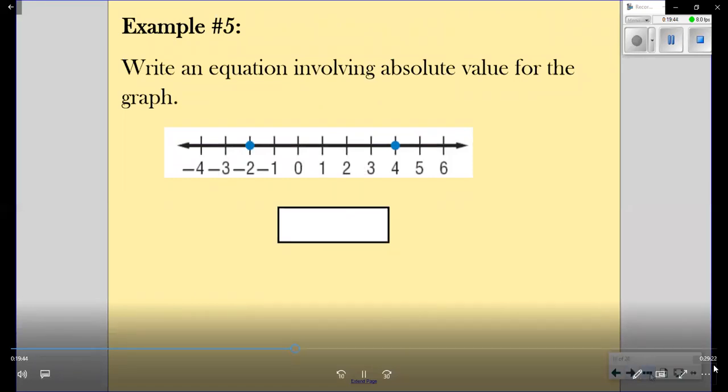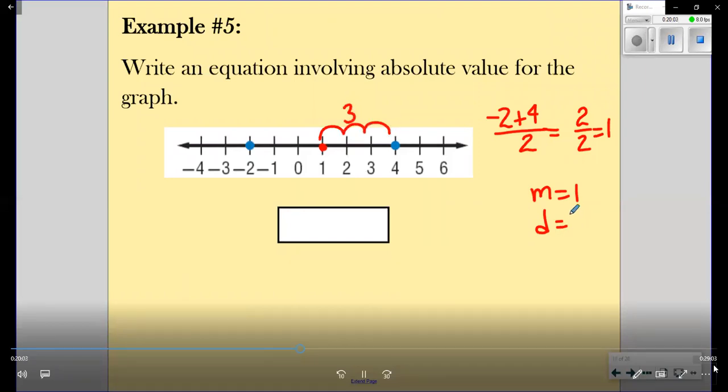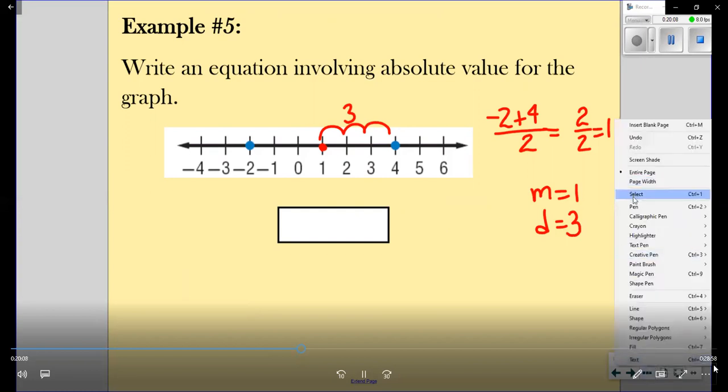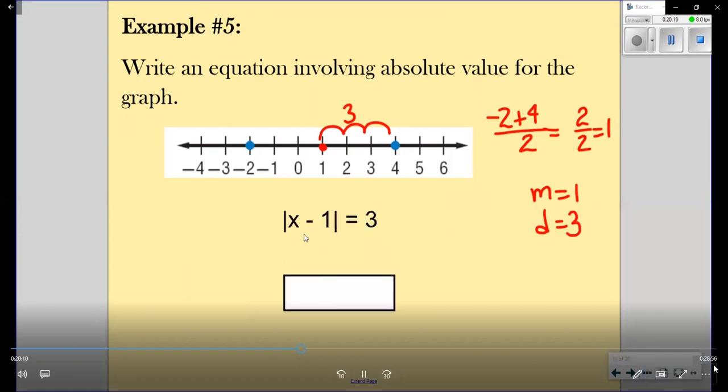All right, the same thing with this one. We have -2, and then we have 4, so we're going to add those 2 and divide by 2. That'll give me 2 over 2. So that means my middle number is 1, and my distance is 1, 2, 3. So it's 3. So I'm going to write it in the equation, which will give me the absolute value of x minus 1 equals 3.